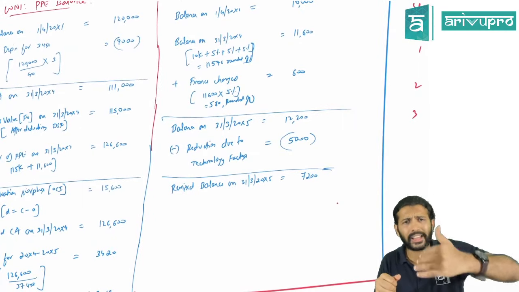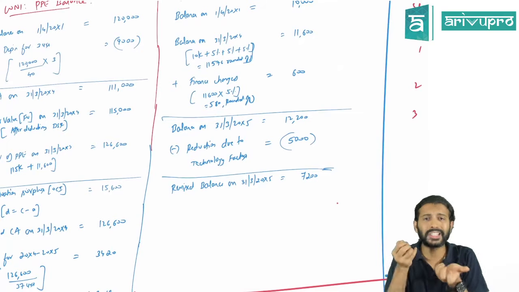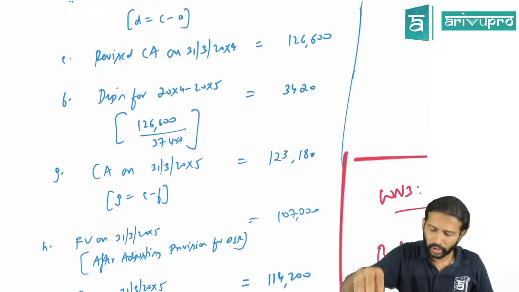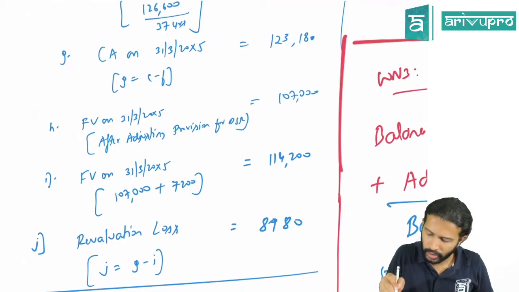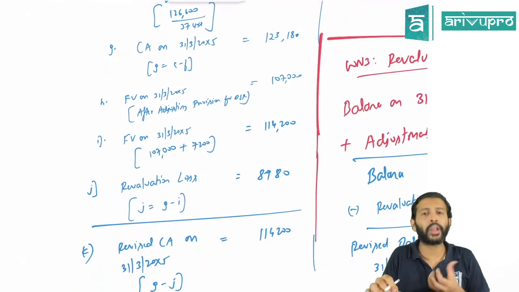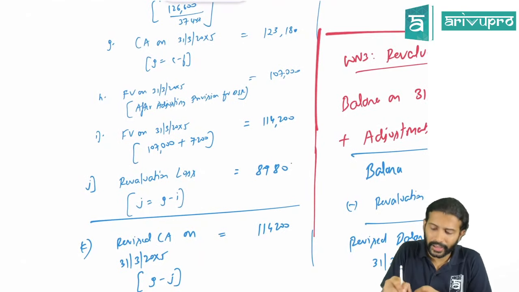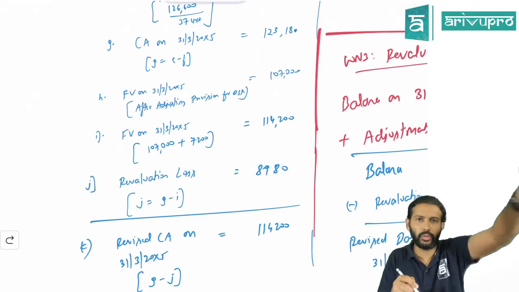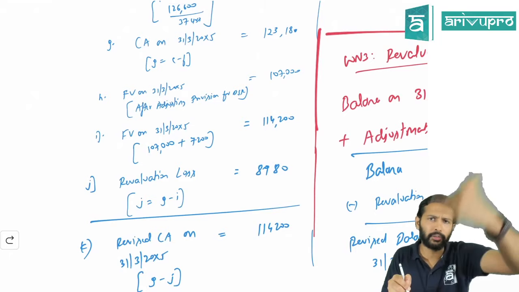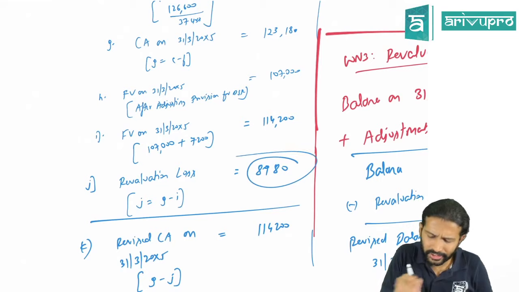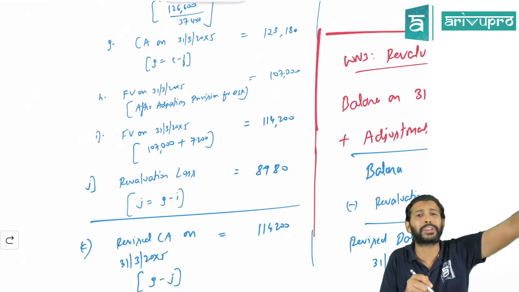After this, again at the end of the fourth year, you did revaluation. But this time you got a revaluation loss. You got a revaluation loss of 8980. If there is a subsequent revaluation loss, because in the first year you got a gain, no? Second year or third year you got a gain, fourth year you are getting a loss. So this revaluation loss, straight away you will not transfer it to P&L.